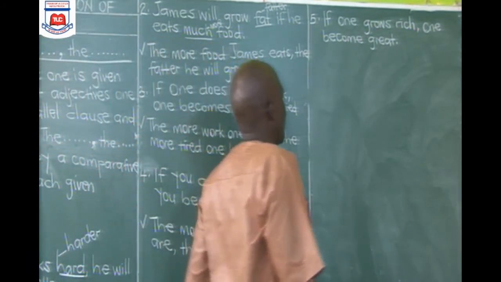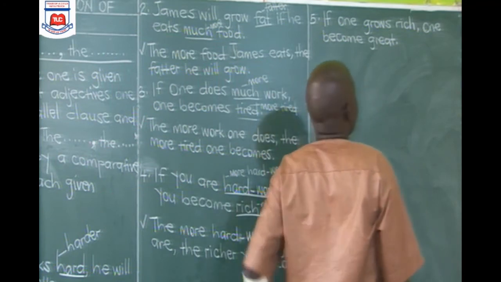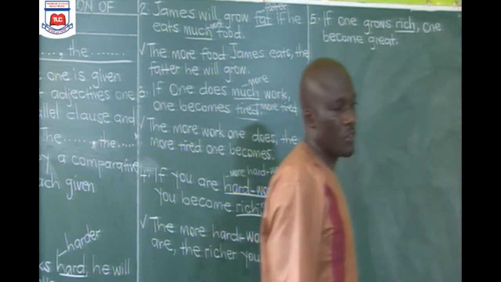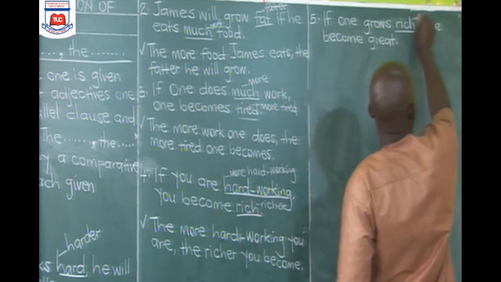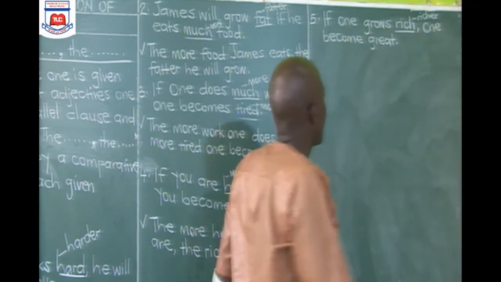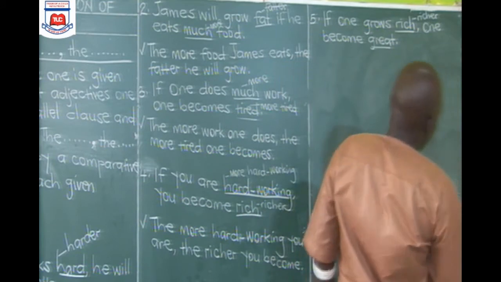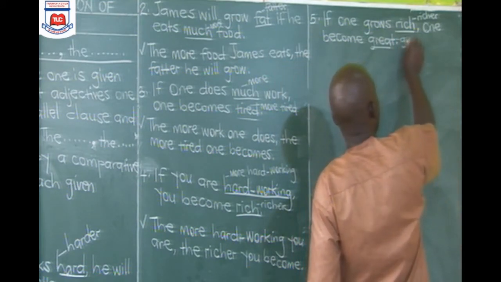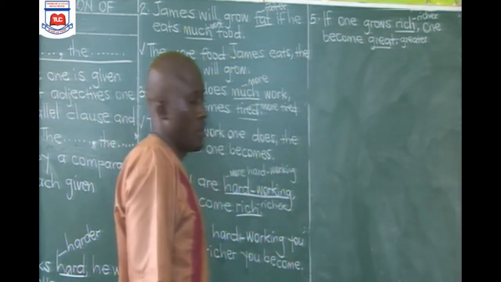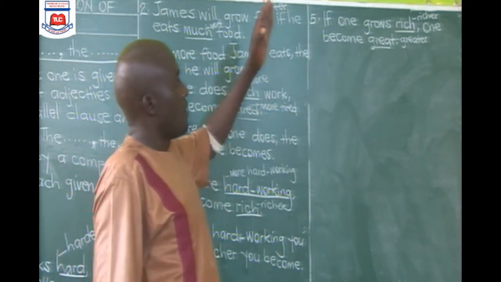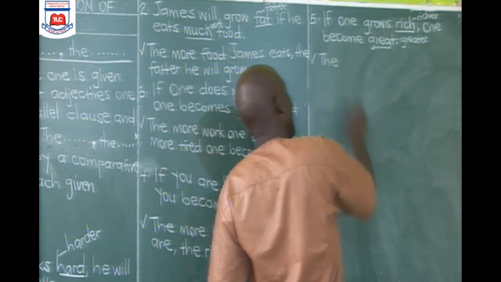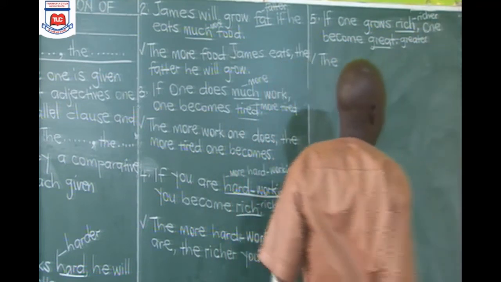Where are the adjectives in this sentence? The adjectives here are rich and great. What is the comparative degree of the adjective rich? The comparative degree of rich is richer. And what is the comparative degree of the adjective great? The comparative degree of great is greater. So what is going to be our answer? Our answer is going to be, the richer. The moment you have this definite article, you immediately bring the comparative degree.